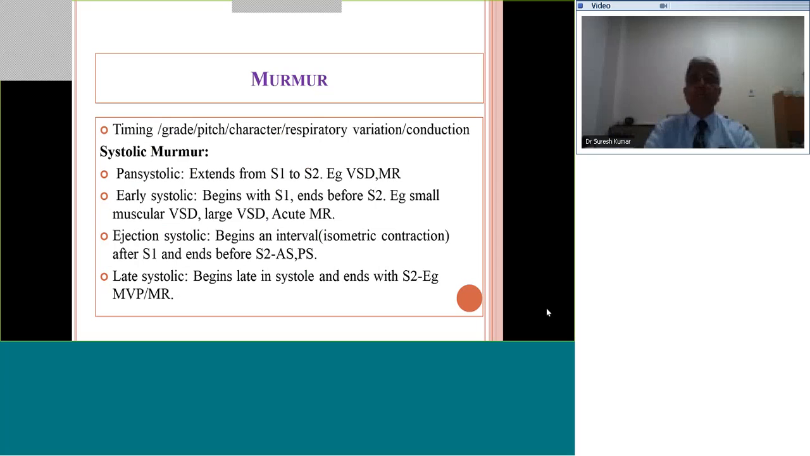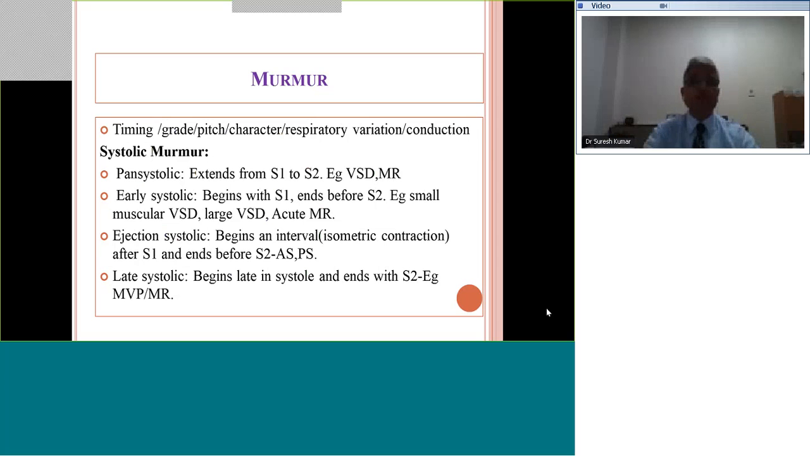Now we come to murmurs. The murmur should be recognized for its timing, grade, pitch, character, respiratory variation, and context. A systolic murmur is classified as pansystolic if it extends from first sound to second sound, as you would hear in VSD or mitral regurgitation, or early systolic if it begins with S1 but ends before S2.